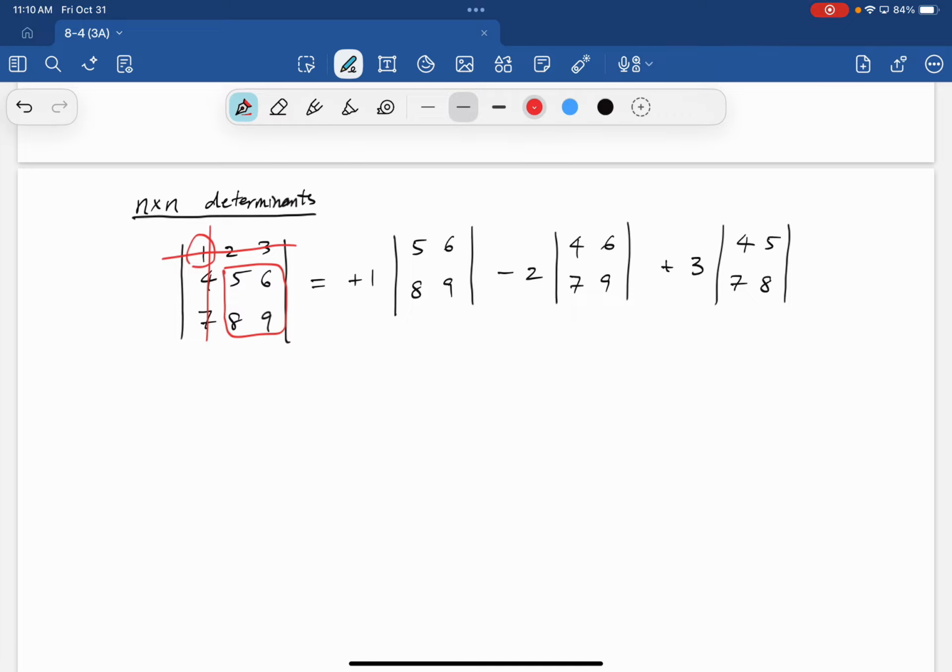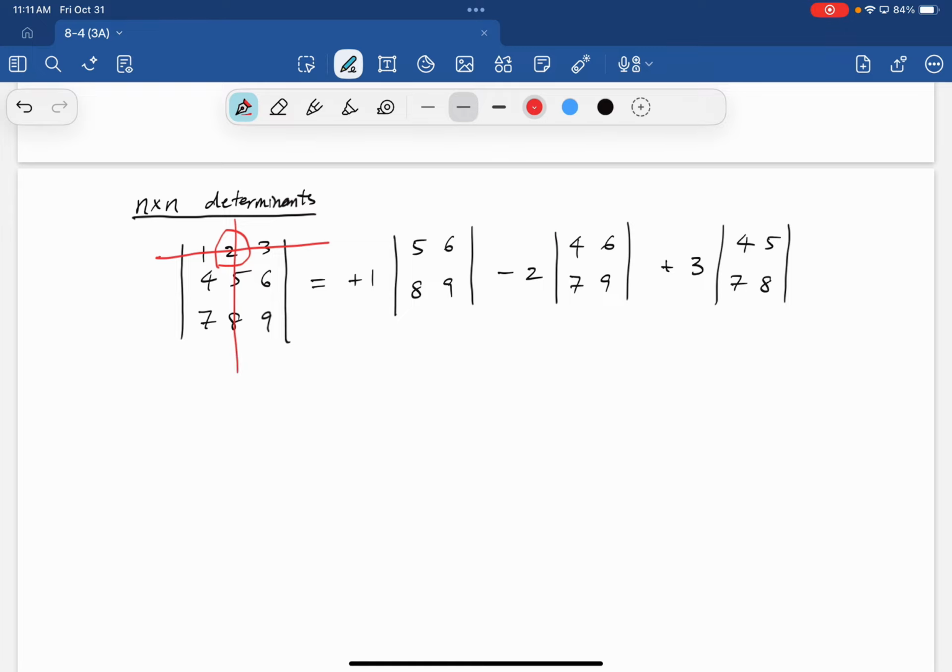And then 2, how do we get 4, 6, 7, 9? Cross out the row and column of 2. Yeah, very good. So for 2, we cross out 1, 2, 3, and 2, 5, 9, and we're left with 4, 6, 7, 9, right?